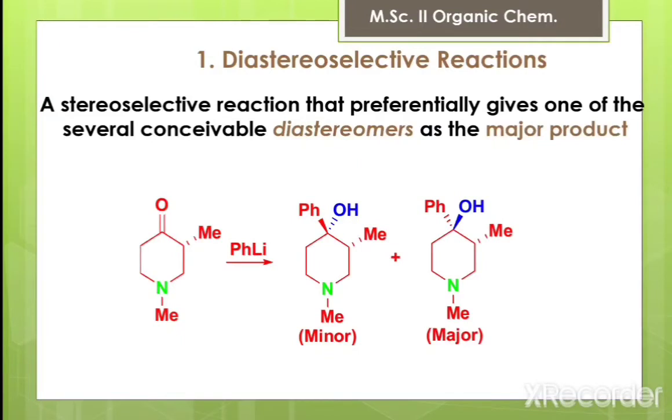That means here is phenyl lithium. This phenyl lithium attacks this carbonyl. It is simply a nucleophile attacking the ketone, and here we get one major and the other minor. That means formation of one diastereomer as the major product in a diastereoselective reaction.